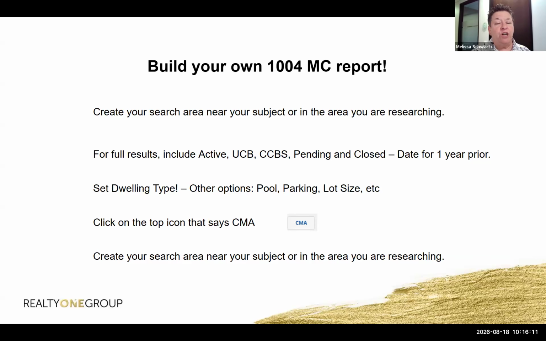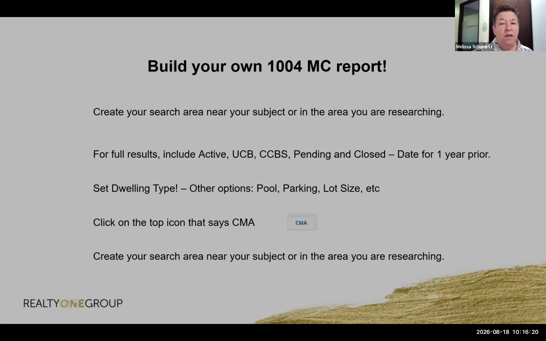So create your search area near your subject or in the area you're researching. And again, you do that CMA. Okay, I have a question.